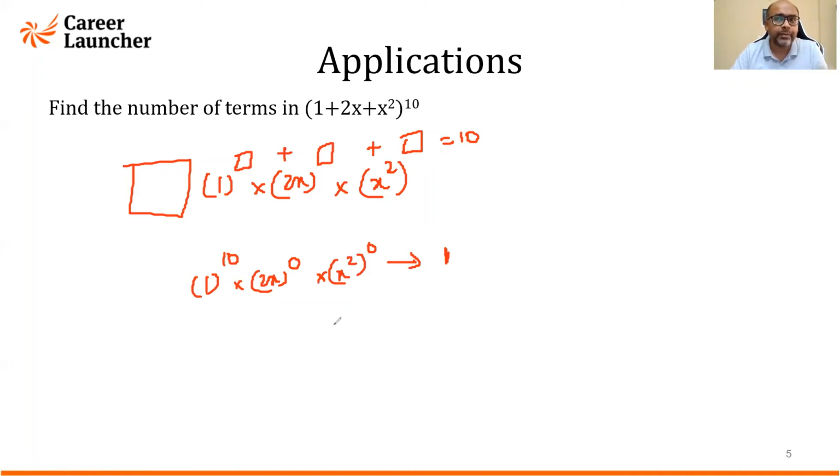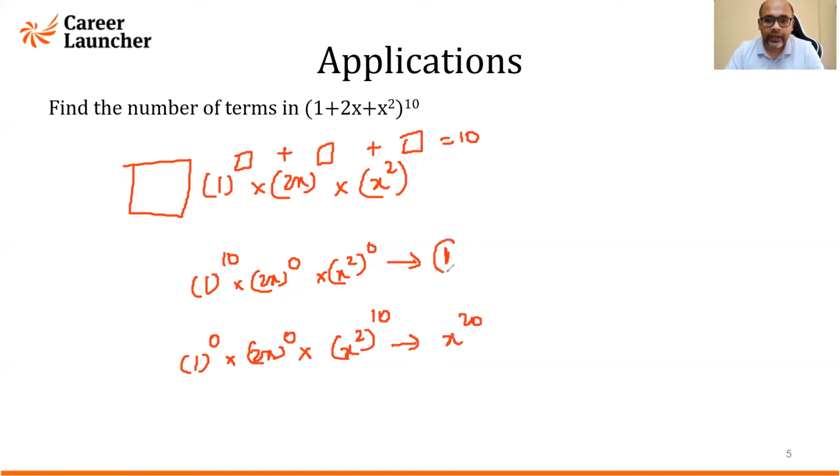This is the least power. What is the maximum power of x you can have? When you want the maximum power of x, you put 0 to the 1 to the power of 0. You give 0 to this 2x also, but you give all 10 over here. You will get this as x power 20. So one term is single, without x, the other term is x power 20. You cannot go beyond x power 20, you just saw, which means the terms that you are having will be between x power 0 to x power 20.